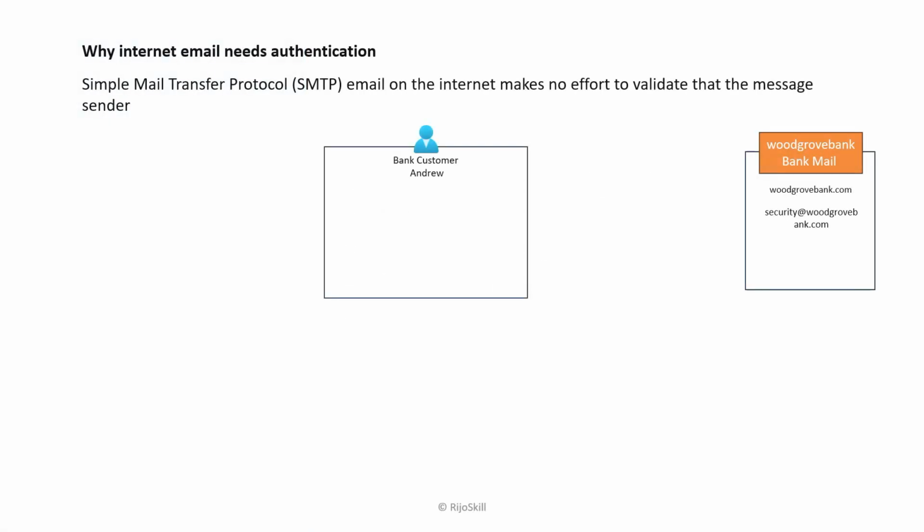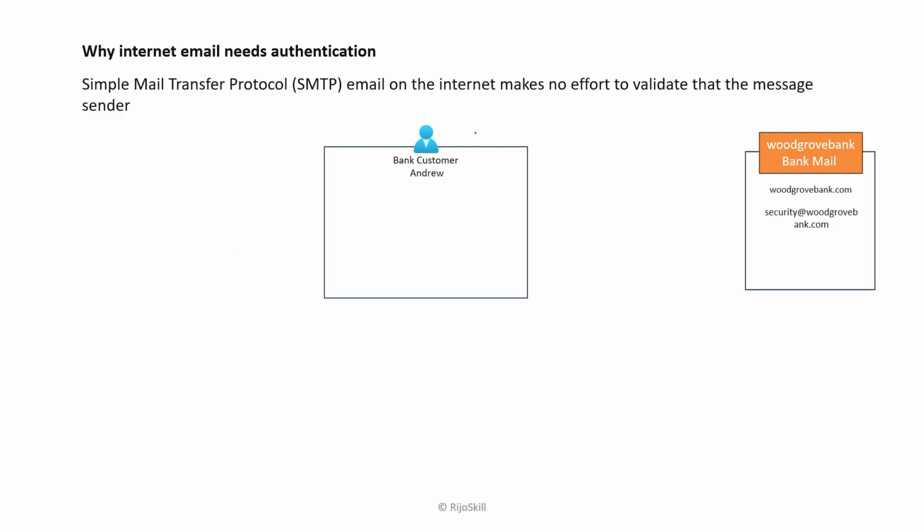So why does internet email need authentication? Simple Mail Transfer Protocol, email on the internet, makes no effort to validate the sender of a message. So SMTP has no option to validate your email from the sender. Here I will describe a small diagram example so you can easily understand.